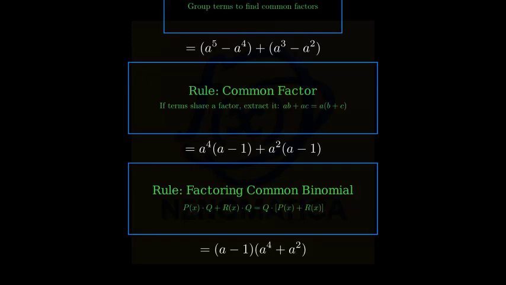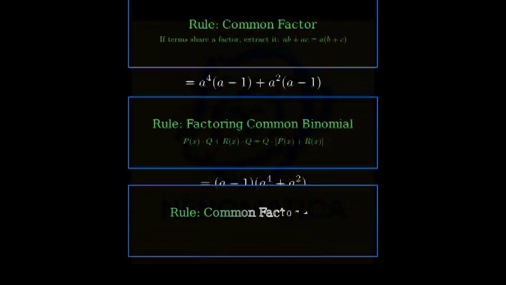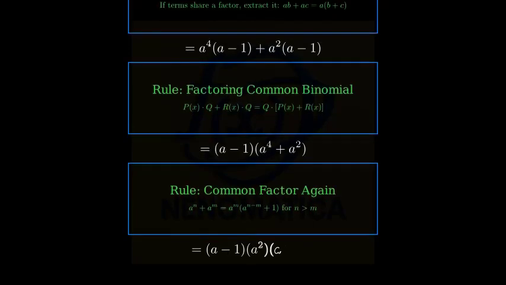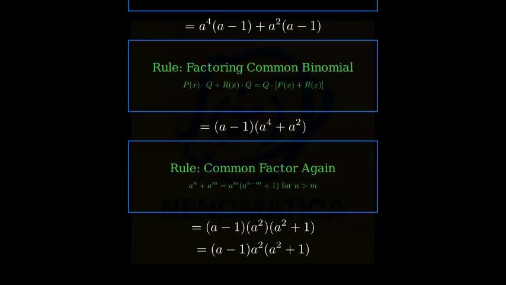We still have a to the 4th plus a squared inside the parentheses. Notice that we can factor out a squared from this expression. So we get (a minus 1) times a squared times (a squared plus 1). Our fully factored expression is a minus 1 times a squared times a squared plus 1. Let's rearrange it to match the form in our example. So the factored form of a to the 5th minus a to the 4th plus a cubed minus a squared is a squared times (a minus 1) times (a squared plus 1).